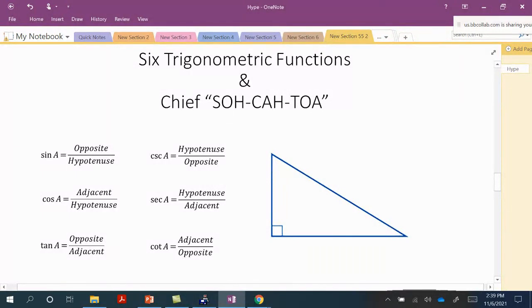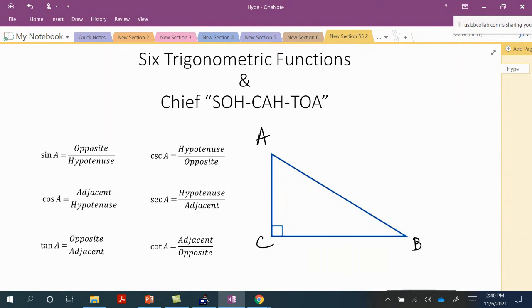Before we look at these 6 trig functions, we're going to talk about what's called the standard labeling of a triangle. And the standard labeling of a triangle is simply denoted by the capital letters being your angle measures. So here I have angle A, I have angle B, I have angle C. Our side lengths are lowercase letters. Keep in mind that your side is opposite your angle.